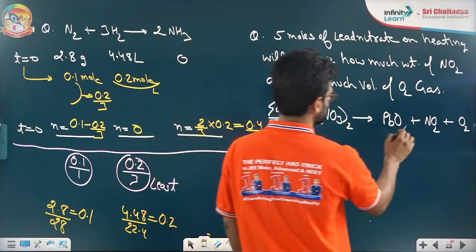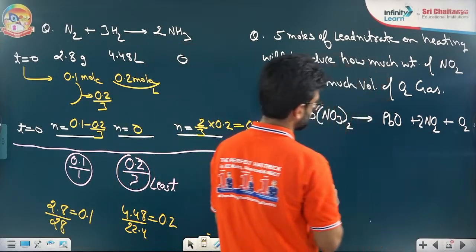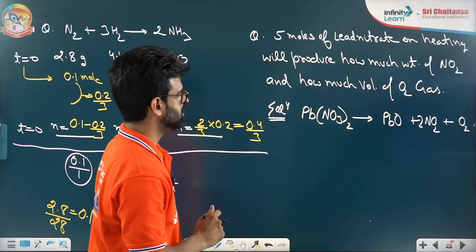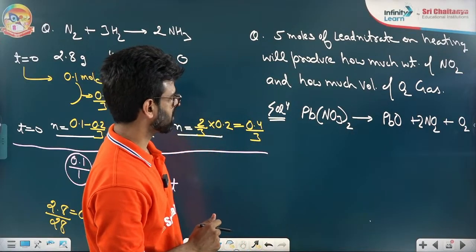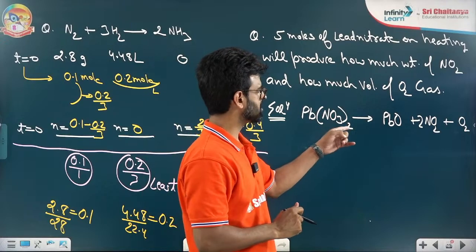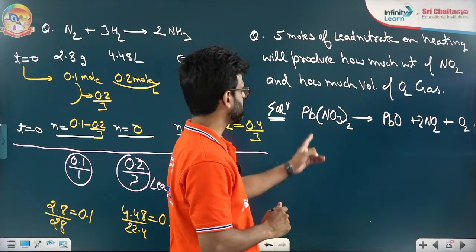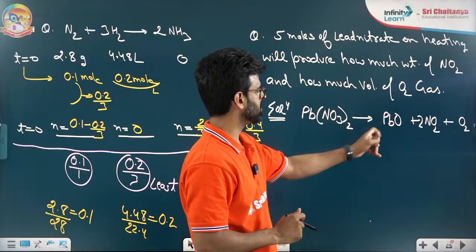Is it 2 coming here? Is it balanced now? How much total oxygen is coming? It's Pb and twice. Now how much Pb? 1 Pb here, 1 Pb.